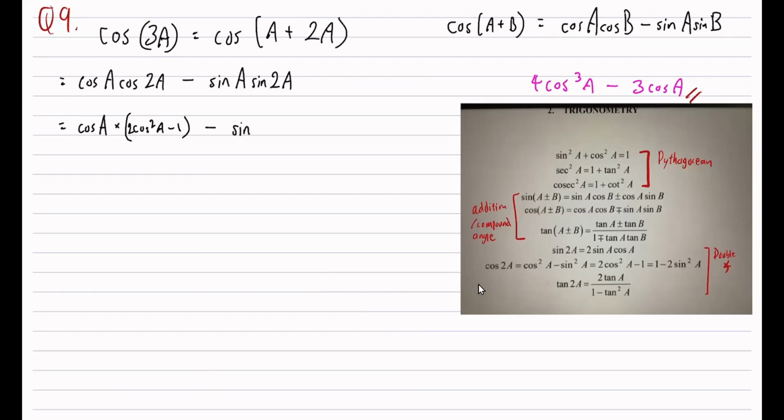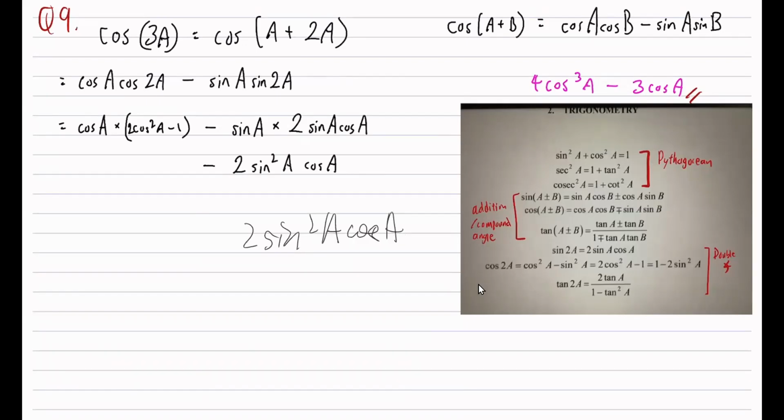Sine A, since we can't really do anything to A, let's leave it alone. We need angle A, so you don't go and use the double angle identity or anything. Just leave it alone. But sine 2A can be replaced with 2 sine A cos A. There's only one identity, so it should be obvious. There's only one way to do it. So this is read as sine A times 2 times sine A times cosine A. So you can write it as 2 sine square A cos A.